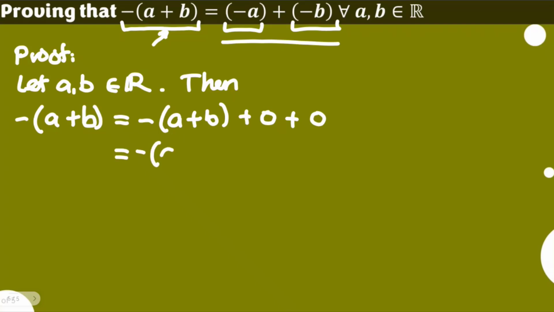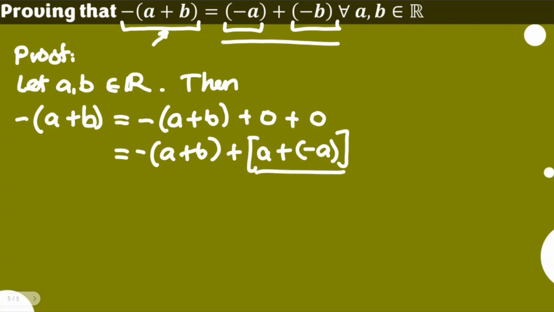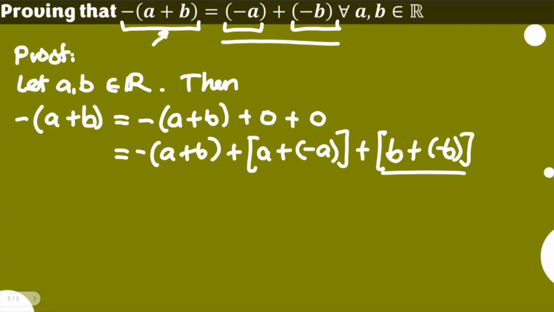This would be equal to negative (a plus b). Let me write the first zero as the result of adding the two inverses a and negative a. Since a and negative a are additive inverses of each other, they will just result to 0. So I'm adding that, but it doesn't change the actual value of the left-hand side. For the second 0, let me reintroduce here b plus the negative of b. Similar concept, this will just result to 0 because b and negative b are additive inverses of each other.